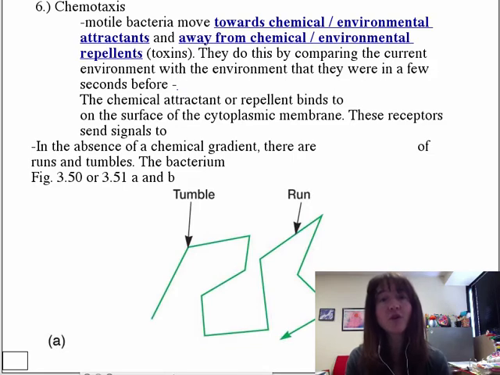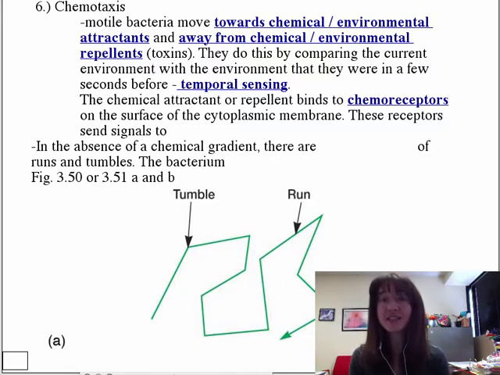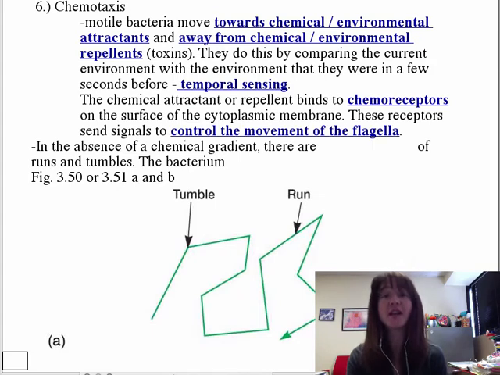So bacteria move towards a chemical or environmental attractant and away from a chemical or environmental repellent using chemotaxis and temporal sensing. That is, comparing the environment that they were in moments ago to the environment they are now in. So the chemical attractant or repellent enacts this change by binding to a transmembrane or integral membrane protein called a chemoreceptor. Once that chemoreceptor is bound, it sends an internal signal that leads to rotation in either a clockwise or counterclockwise way. So chemoreceptors affect the direction of rotation of the propeller-like flagella. So they control the movement of the flagella.